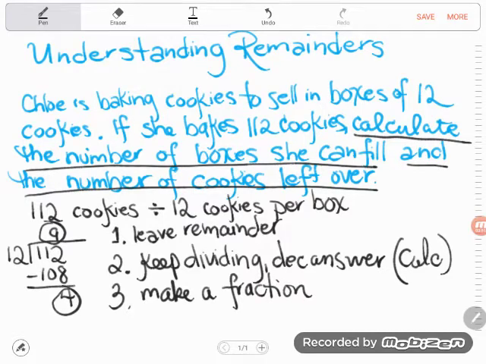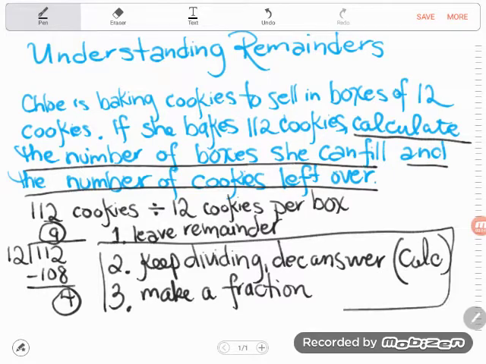Okay, but what I want to point out to you is that these 2 last options, keeping a decimal answer or making a fraction, basically convert your entire number. What am I talking about? Well, remember what this was. This was 112 cookies. And this was my 12 cookies per box. This was my group information. So this answer that I'm going to be getting out, this 9 up here represents boxes. Now this 4 I haven't been able to use.